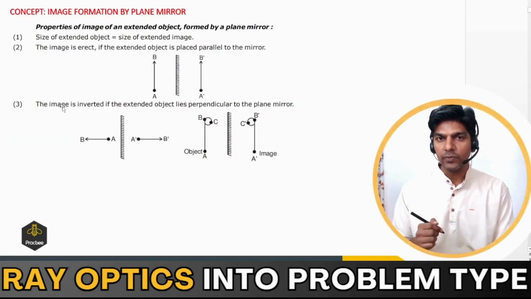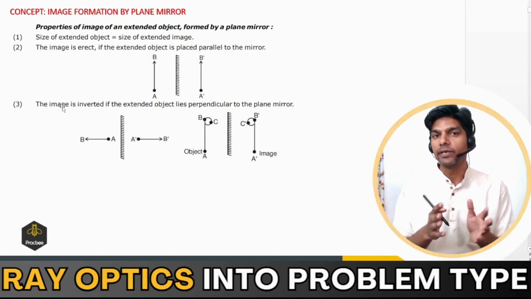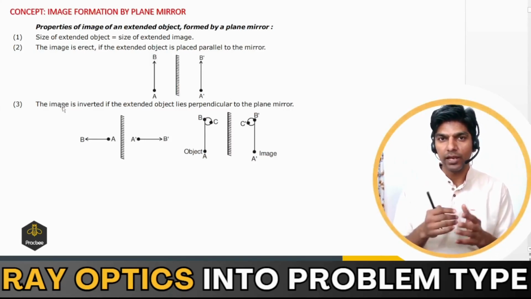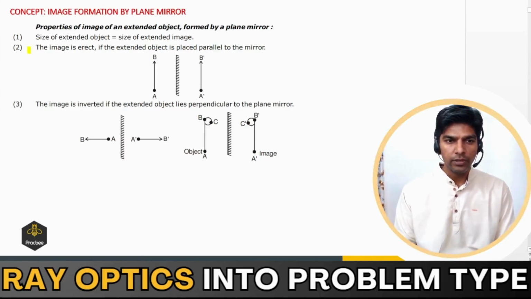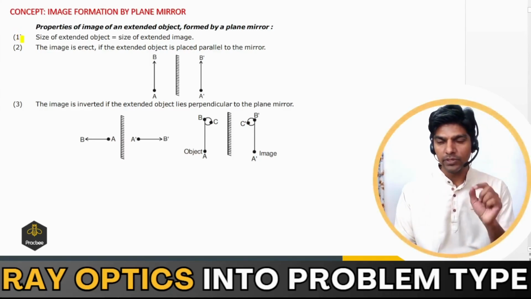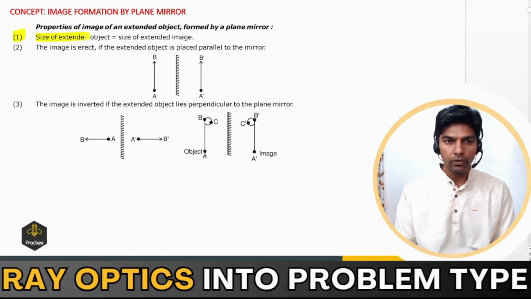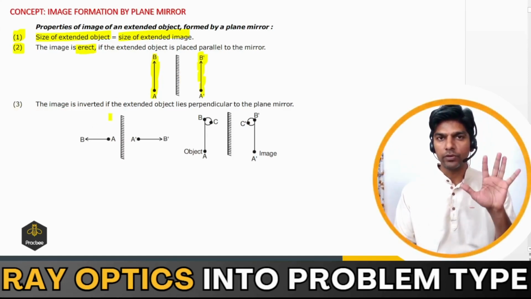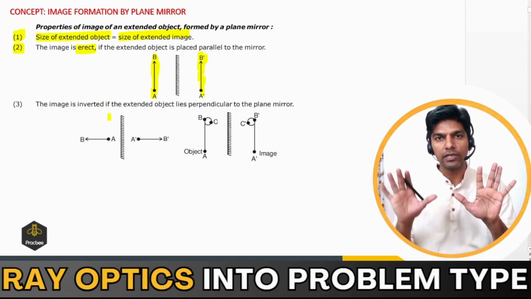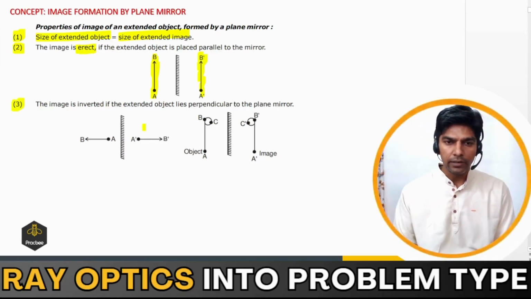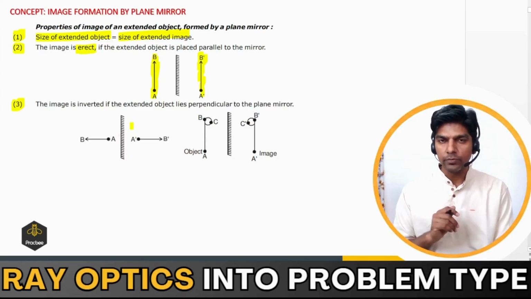Now the first problem type is based on the nature of the image formed by the plane mirror. You must have studied this in your class 10th, right? First of all, if you look at the properties of the image formed by the plane mirror, the size of the object is the same as the size of the image. The second property: the image will be erect. If we have an object AB, then the image will be A prime, B prime, both erect. And the image will be laterally inverted. If you look at your left hand in the mirror, it looks like a right hand. So there will be a lateral inversion. These are the three important properties that you have to keep in mind.